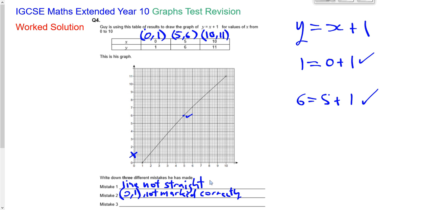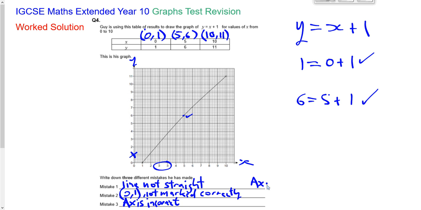Hang on a minute, one thing I've noticed, I'm just going to have a look at my axes here. If we have a look at this axis, it goes from 0, 1, 2, 3, 3, 4, 5, 6, 7, 8, 9, 10. So another mistake that we can see that's being made is that the axis is incorrect. Axis incorrect. Okay, so we've got an incorrect axis here, and also our axes are not labelled.